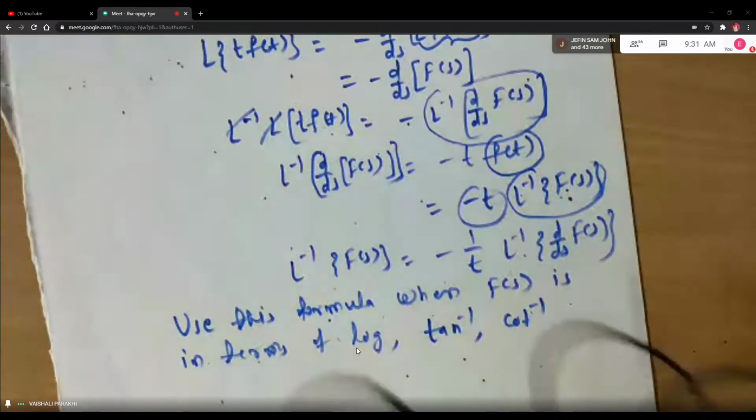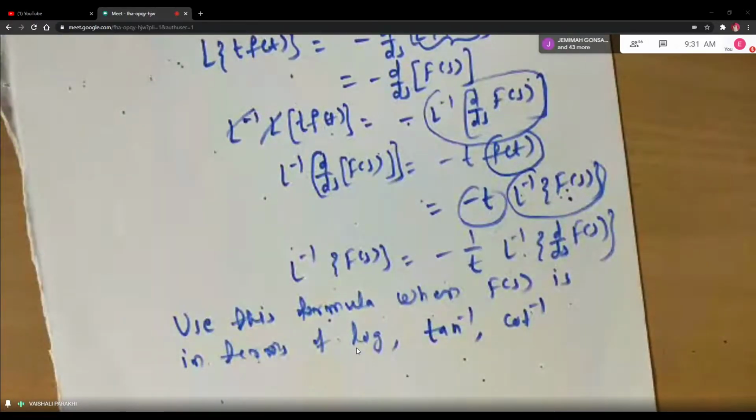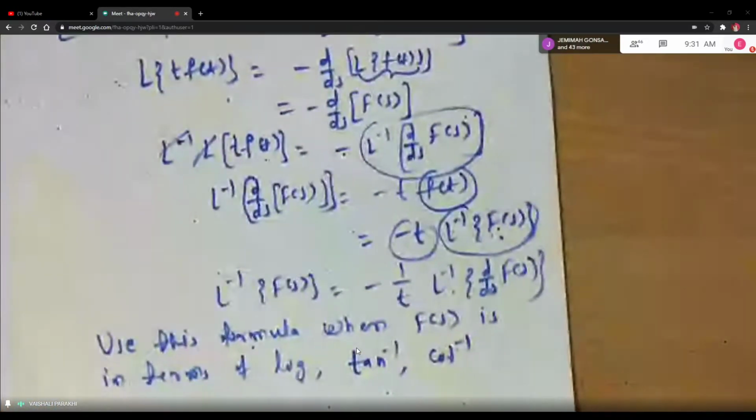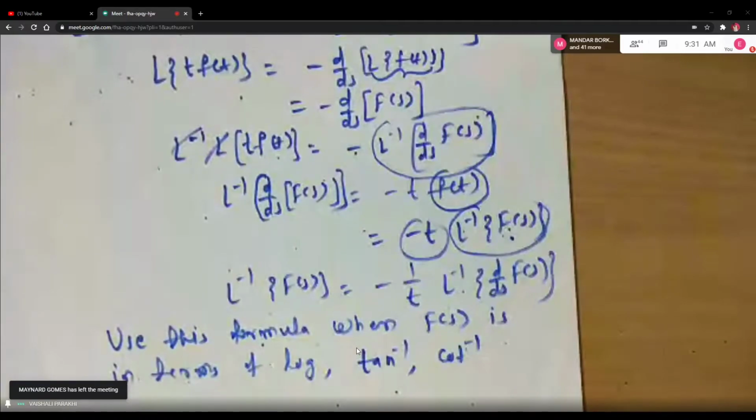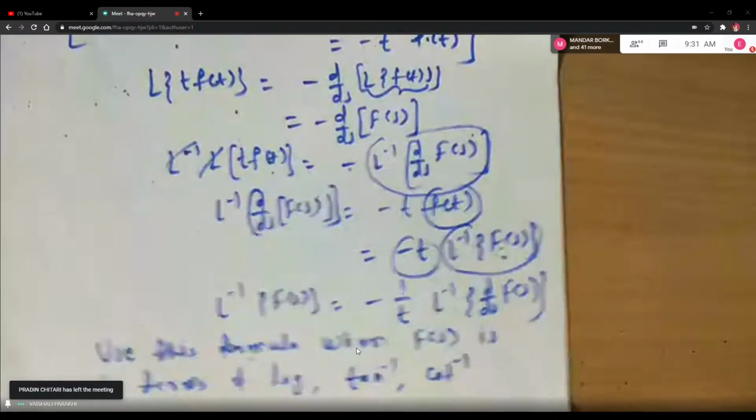Okay, students, once I solve one example, you will understand how to make use of this formula. Have you taken down this step? Okay. So I turn the page. Now let us see how we use this formula.